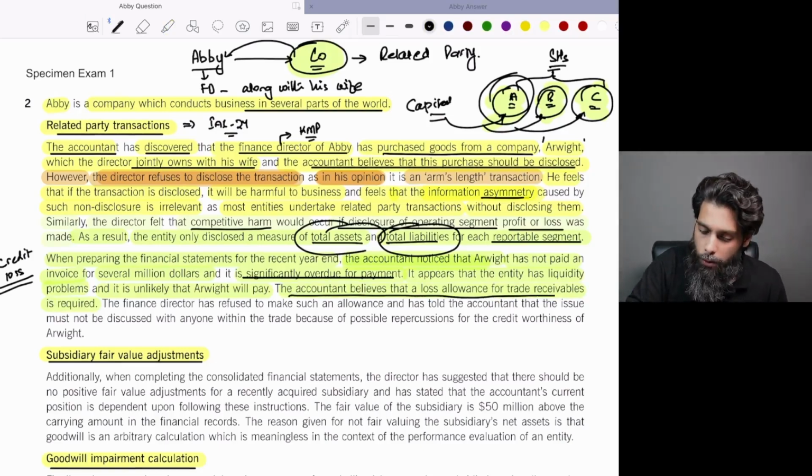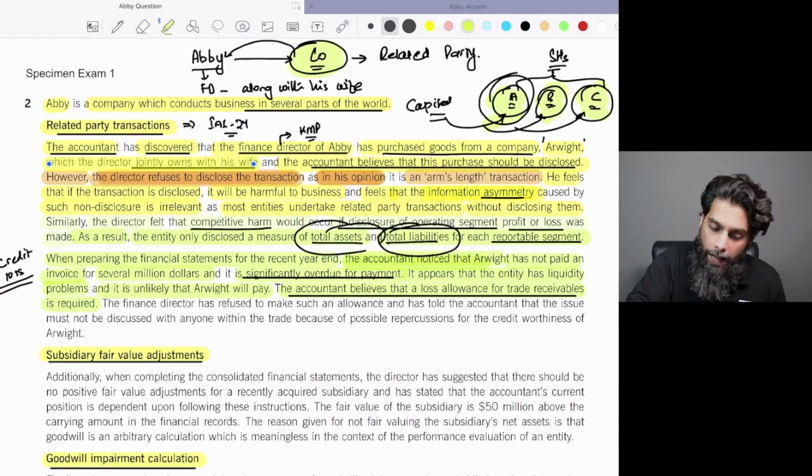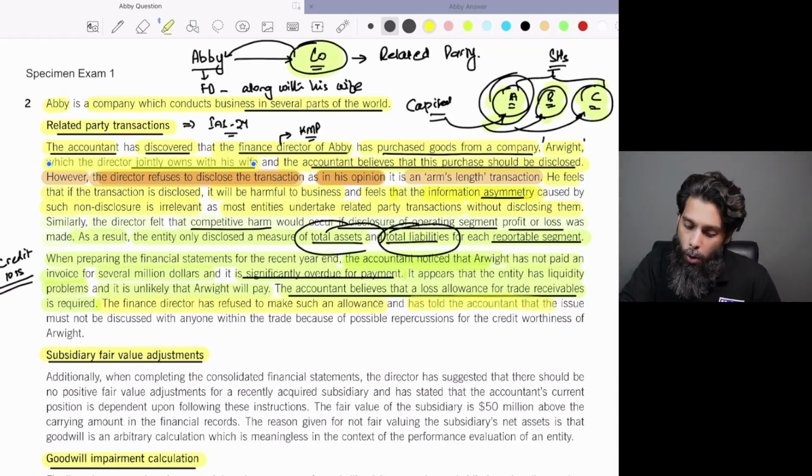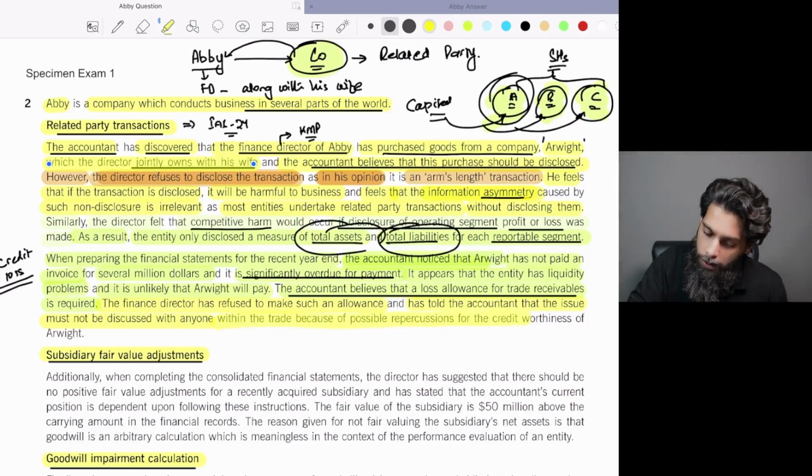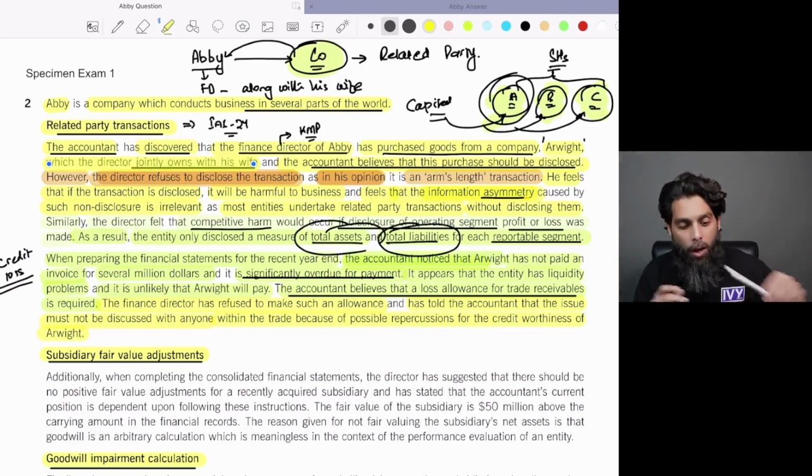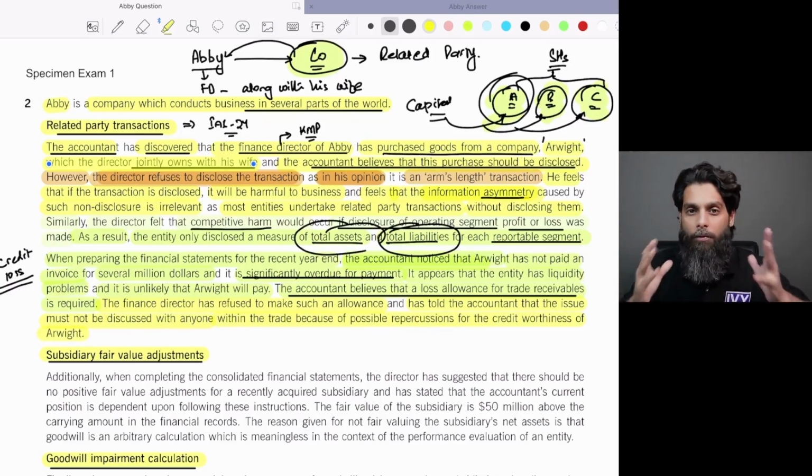The accountant wants to report a loss allowance on trade receivables. The finance director, again, comes into play. The finance director has refused to make such an allowance and has told the accountant that the issue must not be discussed with anyone within the trade because of possible repercussions for the credit worthiness of Arvite. Look at the attitude of your finance director.